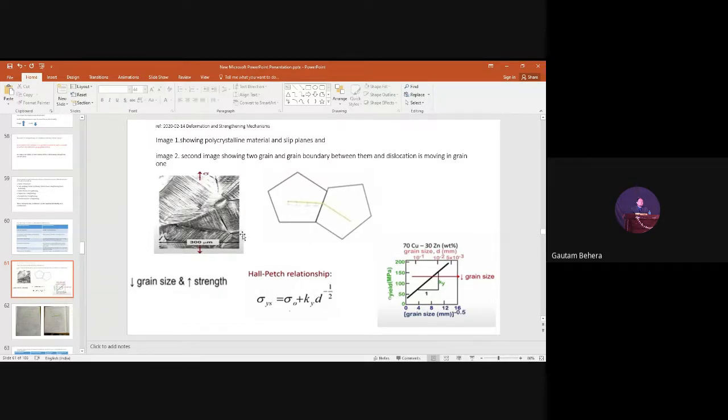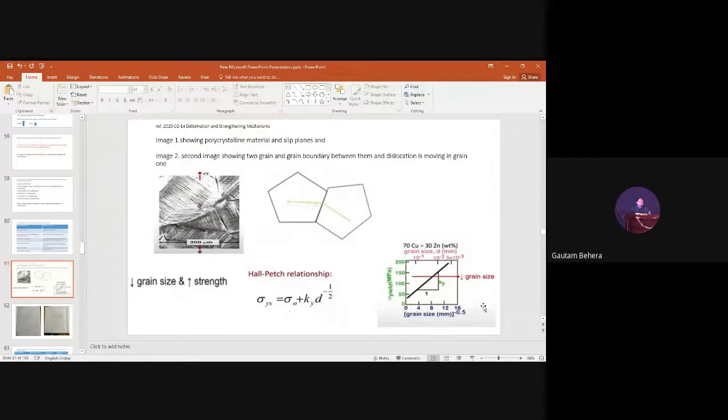Okay. So this is one of the ways we can increase the strength. You can see here, the grain size is reducing, the strength is increasing, right? This can be mathematically expressed as the Hall-Petch relationship. Sigma yield strength is equal to sigma naught plus k d to the power minus half, right? This is a very good relationship between the yield strength and the grain size. This d is nothing but the size of the grain, and sigma ys is the yield strength. So how yield strength is related to the grain size is given by this Hall-Petch relationship.